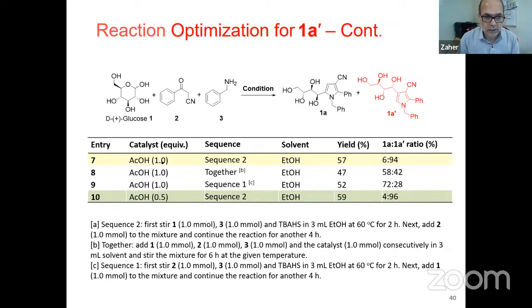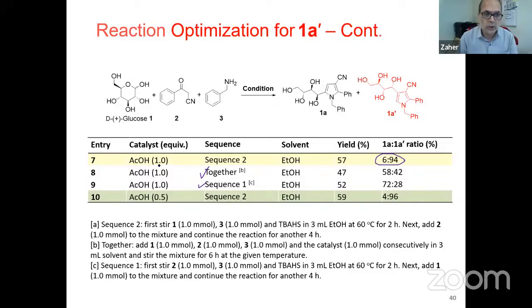So here is the result from the previous slide. And again, we wanted to understand if at optimum reaction condition with acetic acid, does the yield change if we do the reaction in which we mix everything together, or we even use sequence 1? And indeed, we found that the best result is still using sequence 2, and here is the ratio.